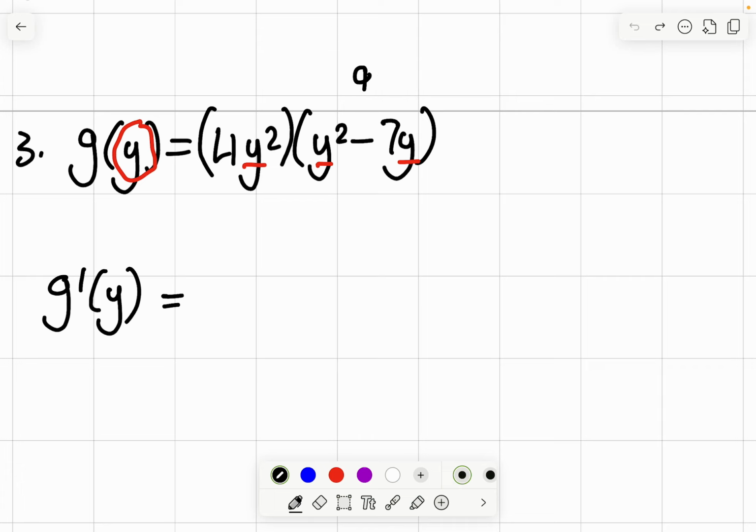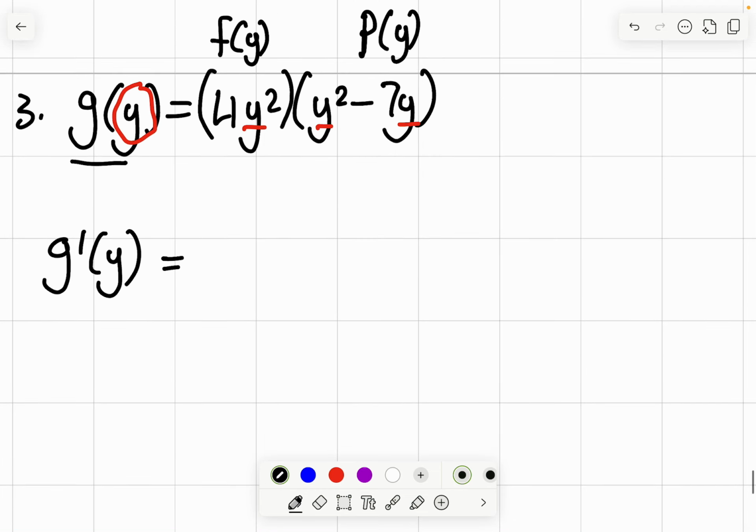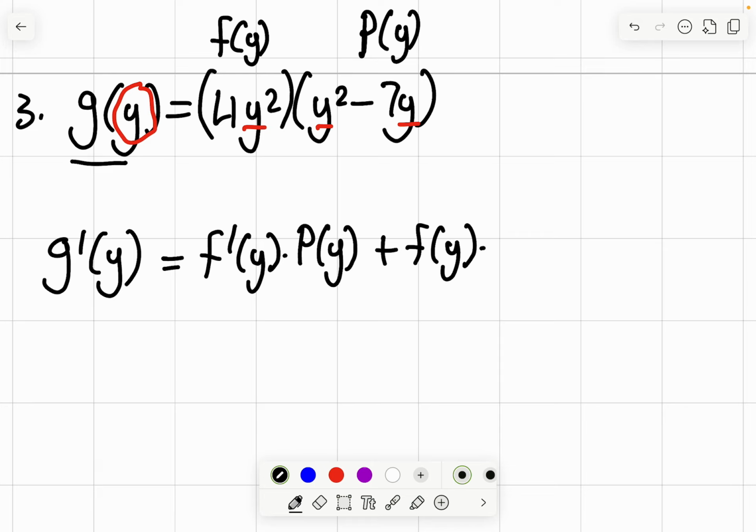So you can call this one f of y. But then you can't call this one g of y because it's g of y. You can call it another thing, a p of y. There are many letters you can use. It means the answer is going to be f prime of y multiplied by p. You keep p, you don't derive it. Then plus, you keep f of y, then derive p of y, the second function.